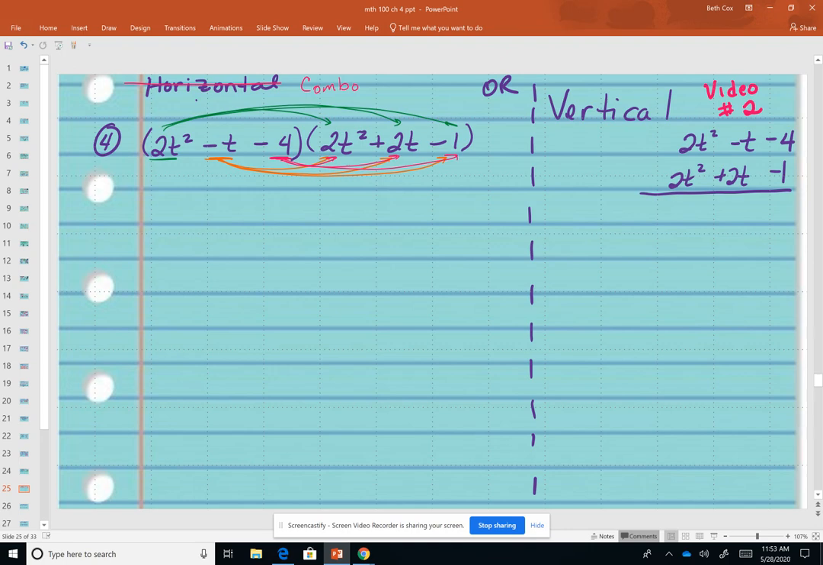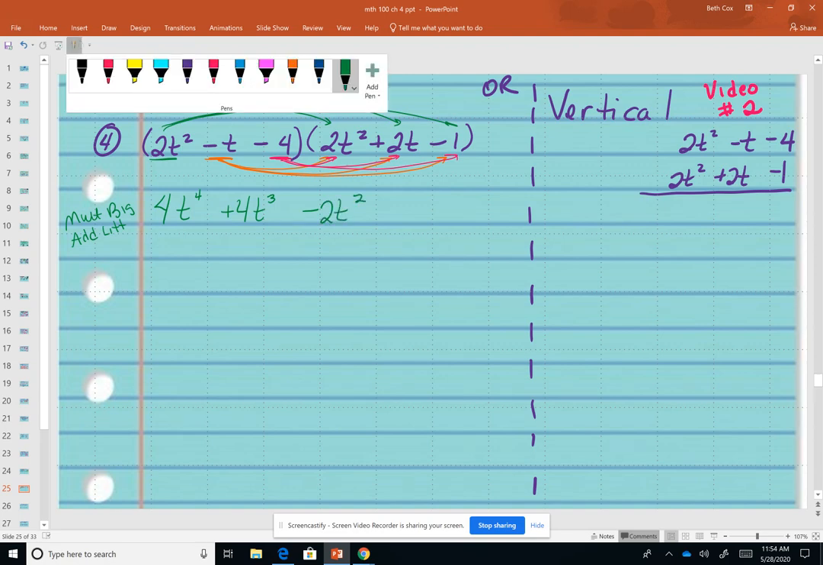Okay, so now I'm going to do the green. So I'm going to do 2t to the second times 2t to the second. So remember, we multiply the big numbers and add the littles. Okay, so that's going to give me a 4t to the fourth. All right, then the next one's going to give me a positive 4t to the third. And then the last one's going to give me a negative. And then 2 times 1 is 2. And then t to the second.